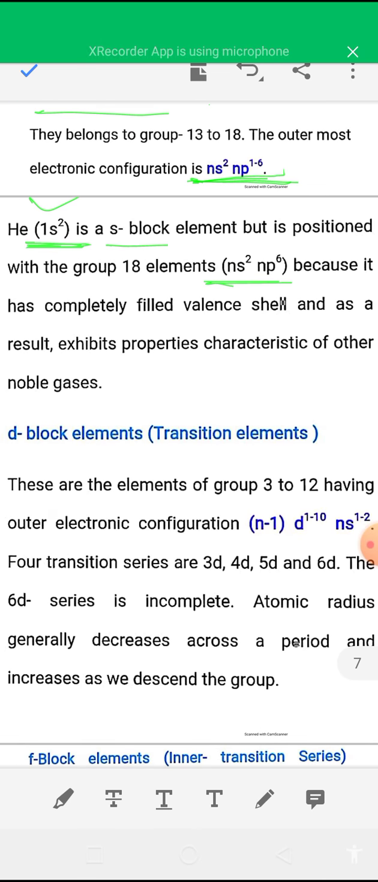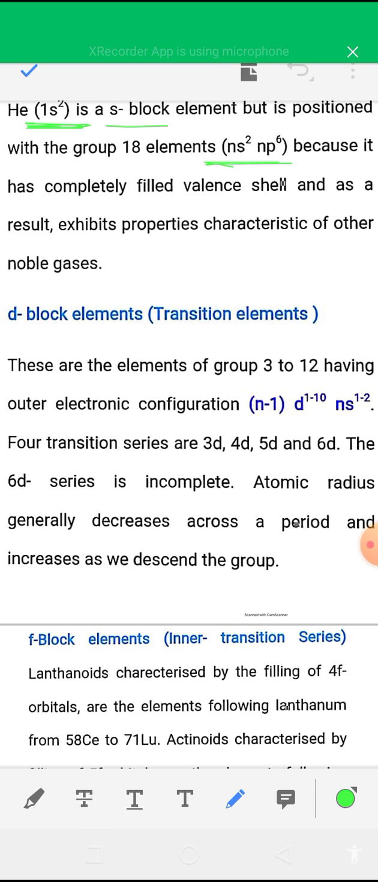And now next, D block elements or transition elements. These are elements of group 3 to group 12, okay. The general outermost electronic configuration of D block elements is (n-1)d1 to 10 and ns1 to 2. This is the general electronic configuration of D block elements, you have to remember. And 4 transition series are there: 3d series, 4d series, 5d series, and 6d series.